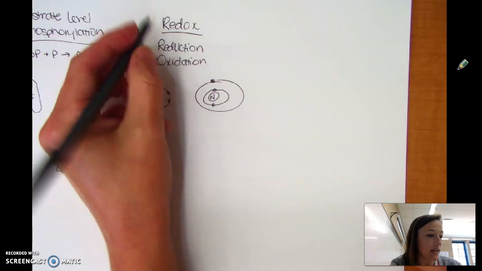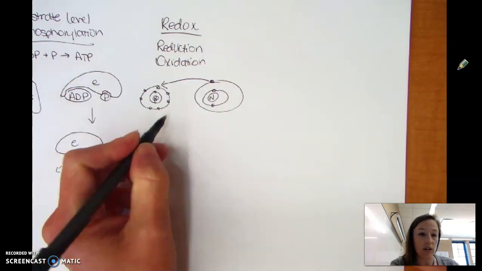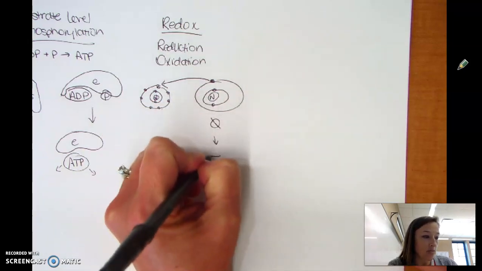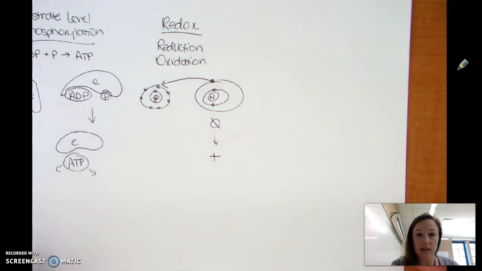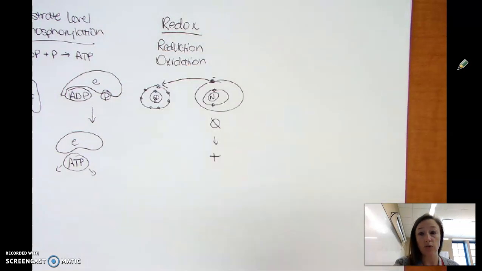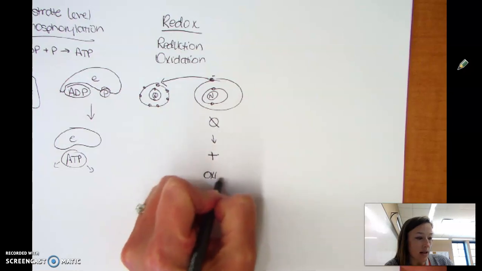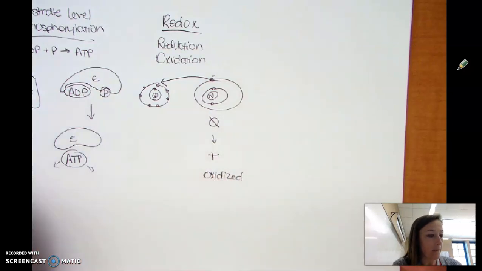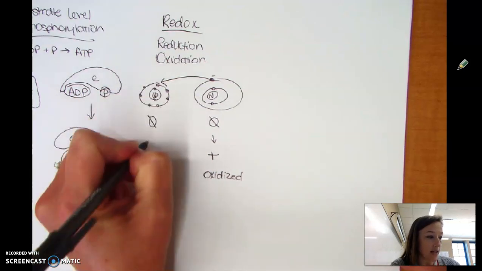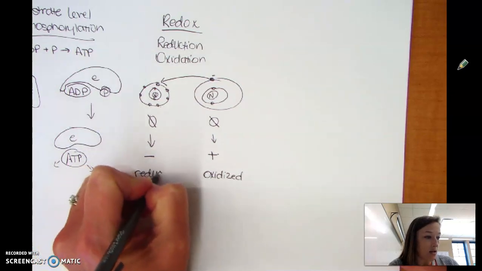But what happens is this guy says, you know what, I don't really want this electron. I'm going to have it handed over to you. And when that happens, this atom goes from being neutral to being positive because it was neutral and it lost a negative. Remember, electrons have a negative charge. So if you're neutral and you get rid of a negative, you're going to become positive. So this one was oxidized. This one, because it took that electron, was neutral ahead of time, it took that electron, it becomes negative, it has been reduced.